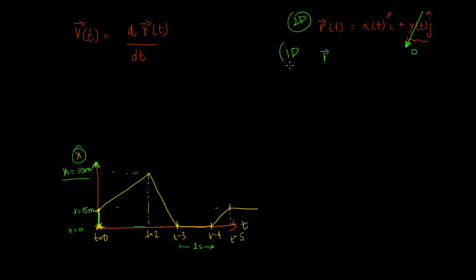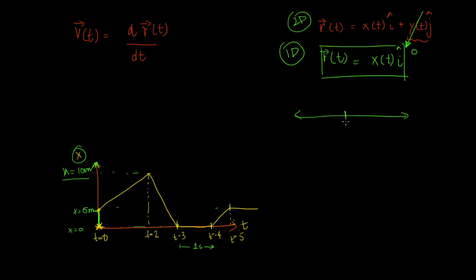In our new 1D situation, the position vector happens to be just x of t i cap. This is our position vector, which is rightly so, because if this is our position coordinate, x coordinate here, then the body is only moving in this direction or in this direction. So these vectors here would be the position vectors, which would be the same as x of t i cap. So this is how you would represent motion in 1D.